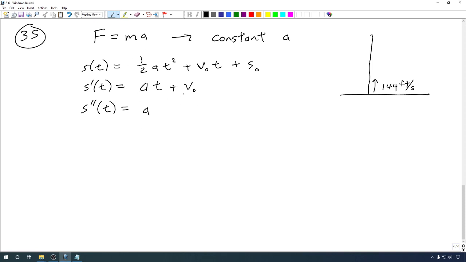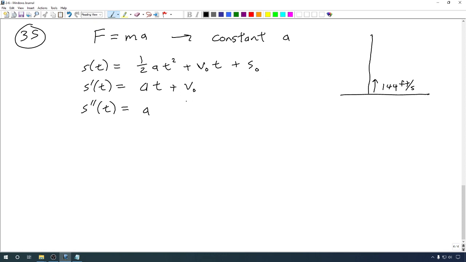Now, what are s naught and v naught? Notice that when we plug 0 into our functions, those are the only terms that survive. So when we plug 0 into s, the only thing that's left is s naught. When we plug 0 into s prime, the only thing that's left is v naught. These are our initial distance and initial velocity. Basically, where does the object start? In this particular situation, since we're starting at the ground, at a height of 0, we're starting at s naught being 0.